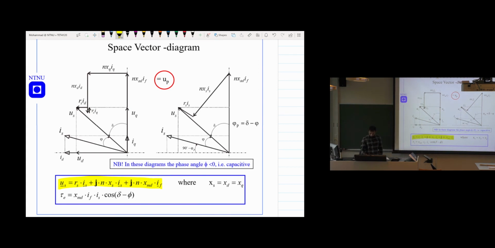One is for the symmetrical machine, when xd is equal to xq, and this one is when xd is not equal to xq. And one thing we noticed from these two diagrams is that we have the d-axis here, and we have the q-axis here, right? This is the d-axis and the q-axis.